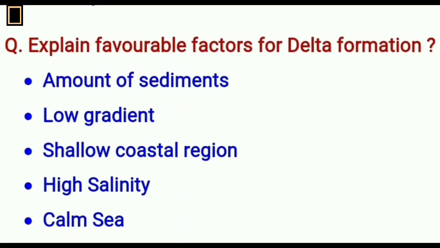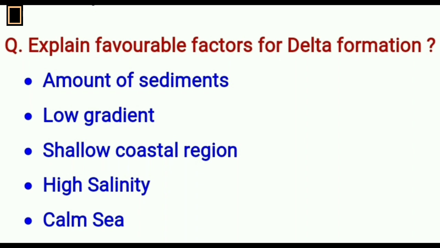Another most important 3 marks question is explain favorable factors for delta formation. The points for the question are amount of sediments, low gradient, shallow coastal region, high salinity, and calm sea. The volume or amount of sediments always play an important role for delta formation. Low gradient or slope in river mouth should be ideal for delta formation.